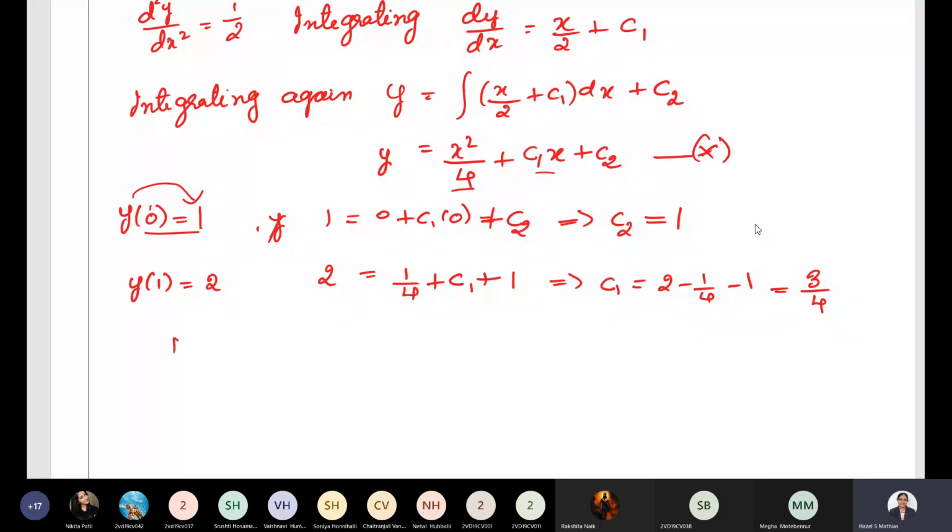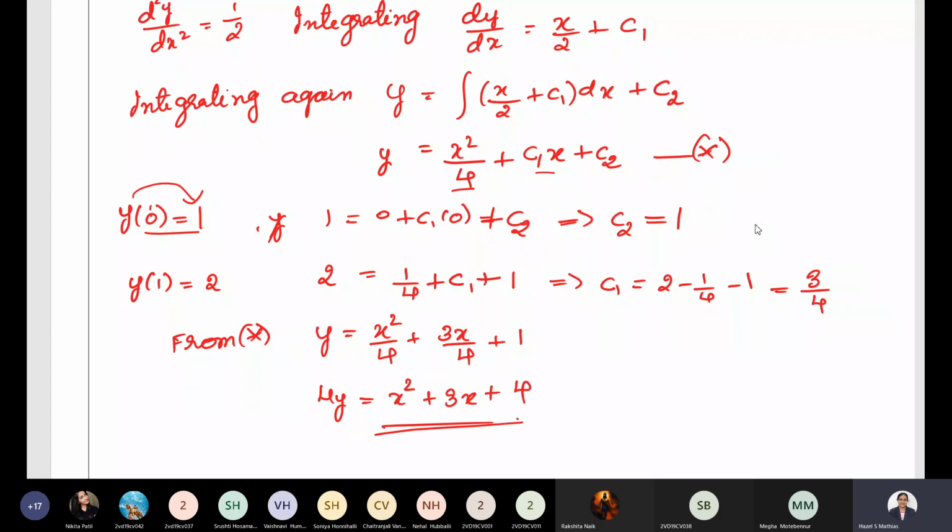What do we get from star? When we substitute the value of c1 and c2, we get y equal to x square by 4. The c1 value is 3 by 4, so plus 3x by 4. The c2 value is 1. So this is our function. You can also rearrange and write it as 4y equal to x square plus 3x plus 4. So this is our curve. You can stop it here also, doesn't matter.